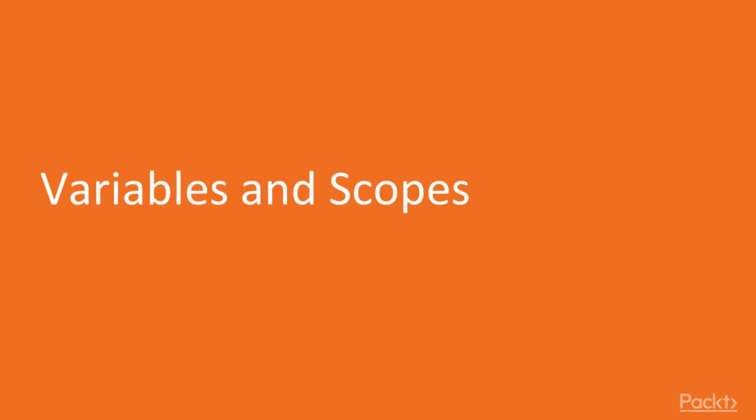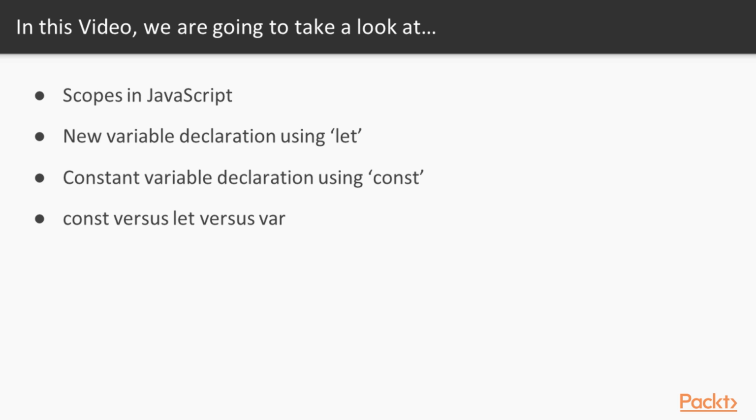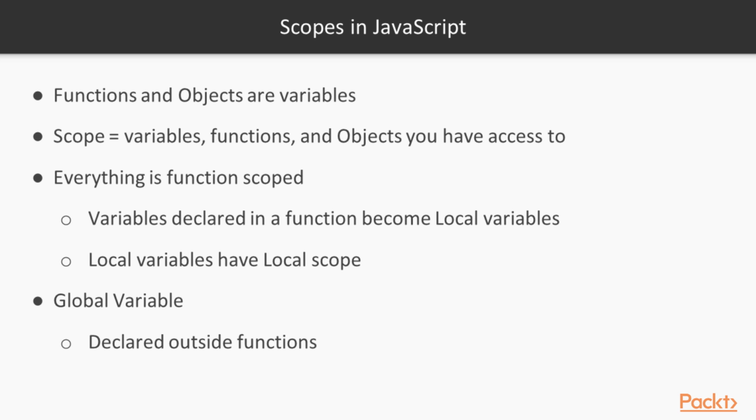As part of the first video in this section, we'll be focusing our next couple of minutes on variables and scopes in JavaScript. In this video, some of the things that we'll be taking a closer look at are scopes in JavaScript, new variable declaration using let and const, and finally we end up understanding when to use what: const versus let versus var. Let's understand scopes in JavaScript.